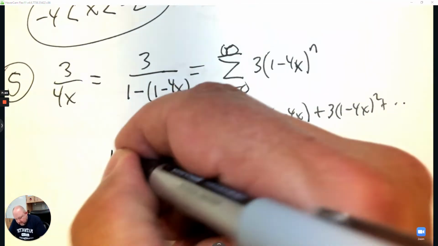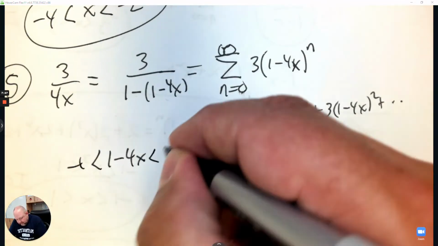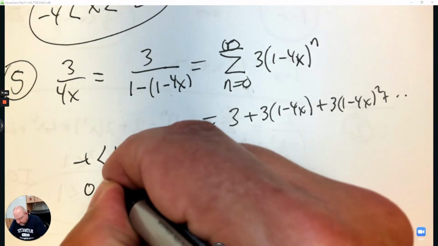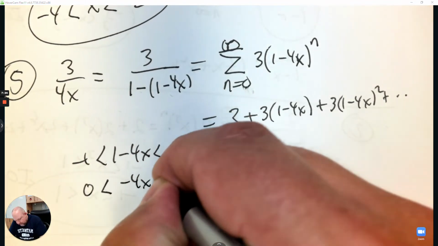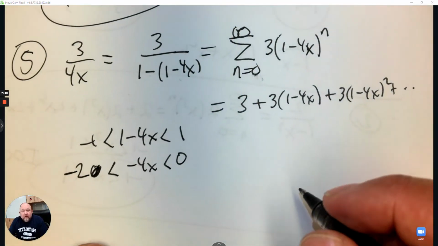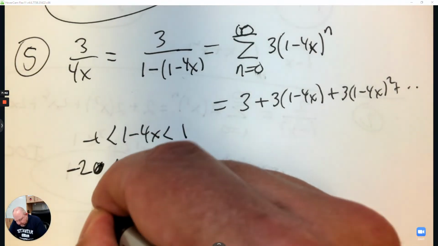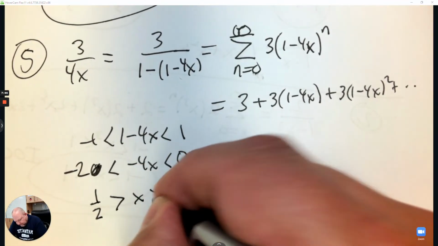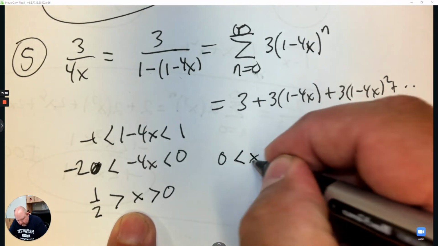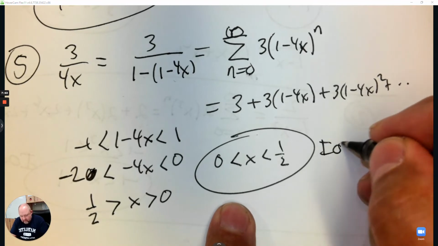We're going to take the common ratio between -1 and +1, and then solve for x. We'll subtract 1. Oops. Subtract 1 and then divide by -4. And then you can change the arrows around the other way if you want to. And that's called the interval of convergence.